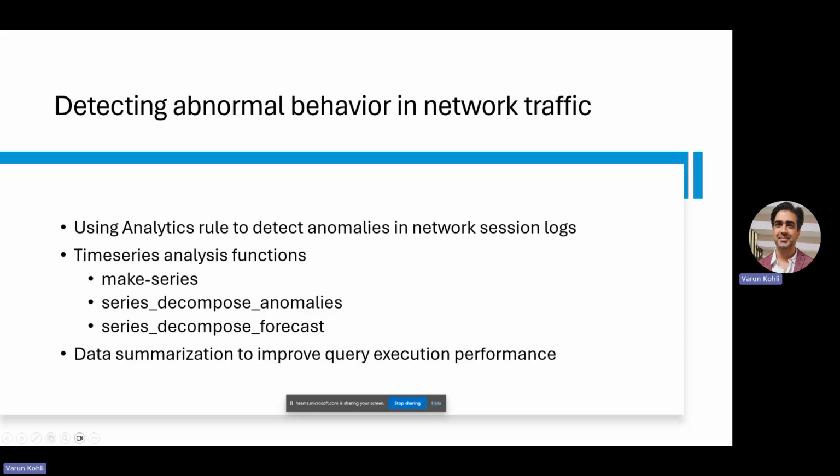I'm going to talk about two functions that we used in this analytic rule, the time series functions. Those are make-series and series_decompose_anomalies, and I'm also going to share a function that we can use to detect future values or do a forecasting of values as well. And at last, I'm also going to talk about an approach that you can utilize to improve your KQL query performance. So let's first look at the analytic rule to detect anomalies.